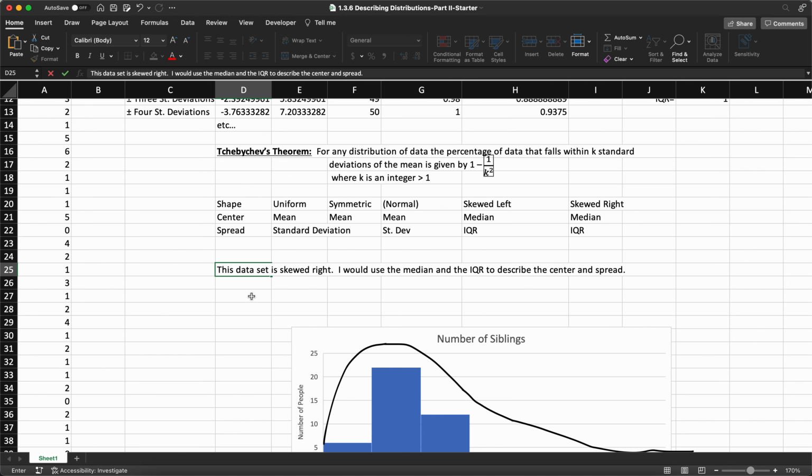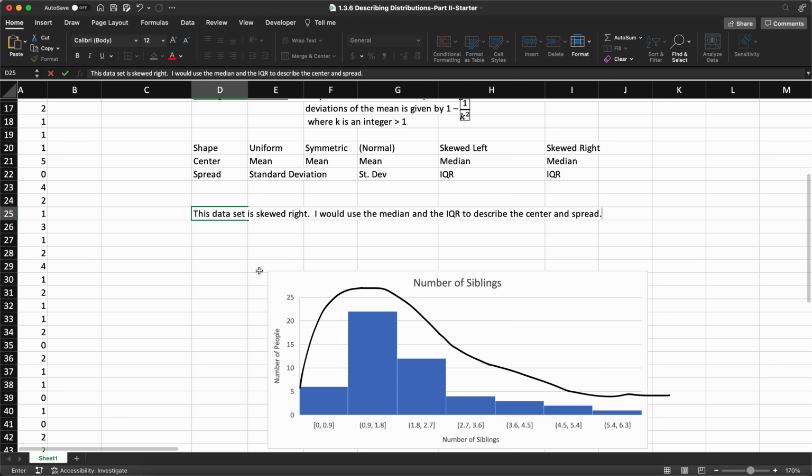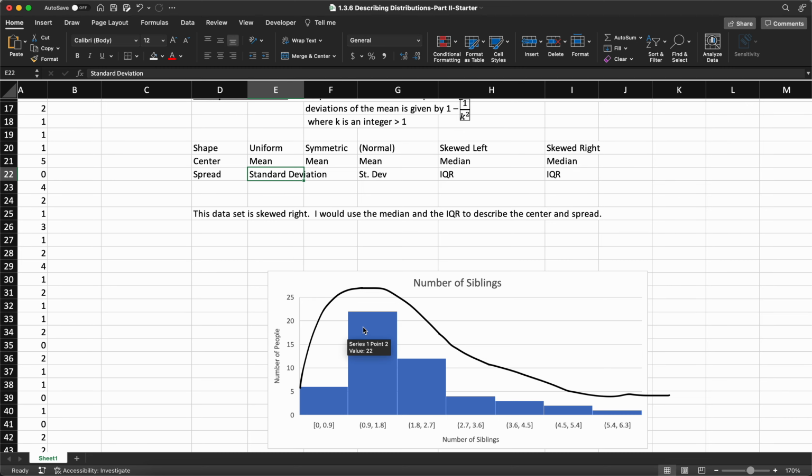And so that's what you say. If it's skewed, you're using the median. If you're using the median, you're using the IQR. If it's uniform or symmetric, which normal is a specific type of symmetric distribution, I would use the mean for the center. And if I'm using the mean, the standard deviation is the measure of spread.